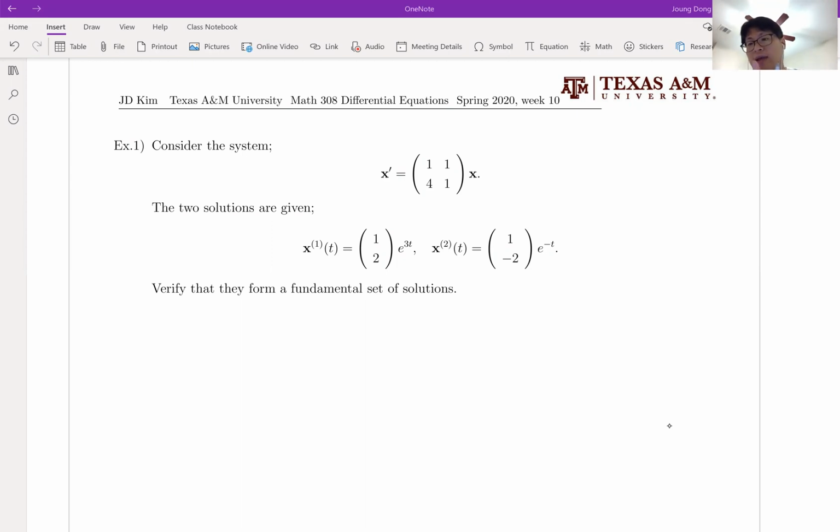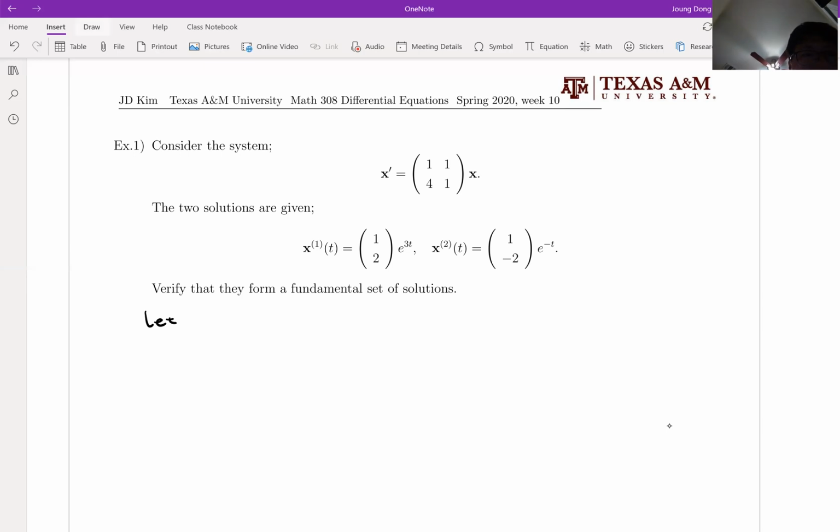Okay, so before then, let me verify that the given x1 and x2 are solutions of the given differential equation, I mean the system of linear equations. Okay, so let's do it. Let me form one combined matrix X. Okay, there we go.